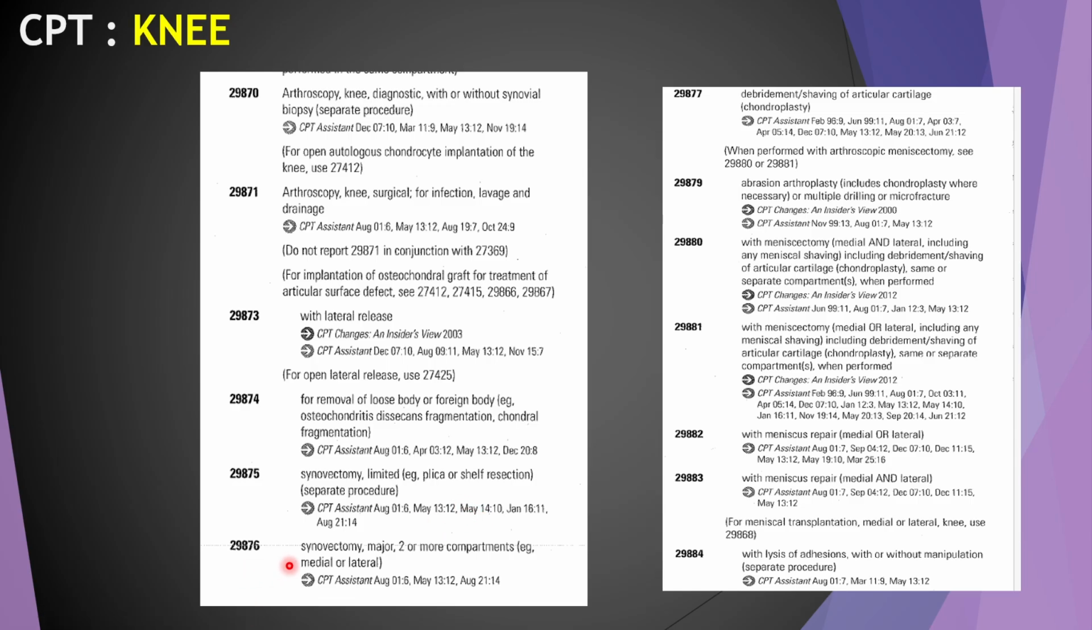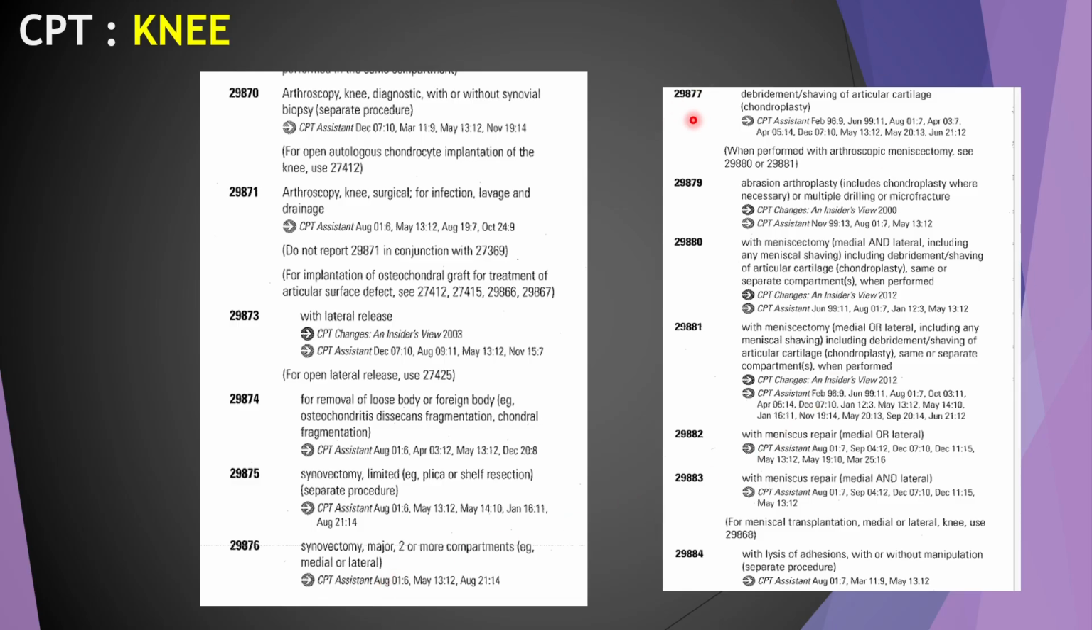Okay, and 29876, arthroscopic knee surgical synovectomy major, that is in two or more compartments, medial or lateral or more than that. Okay, so in the knee there are compartments, that is medial, lateral and patellofemoral. So if there are two or more compartments, then it will be arthroscopic knee synovectomy major.